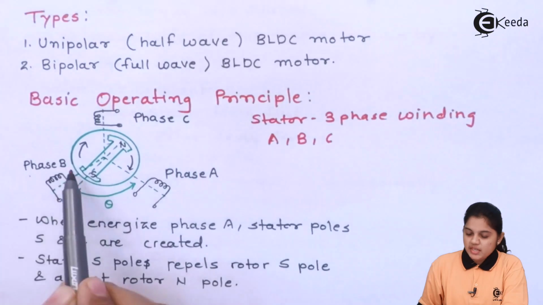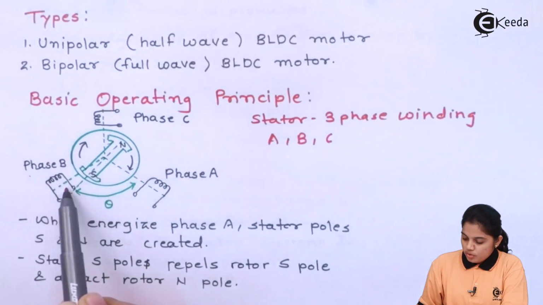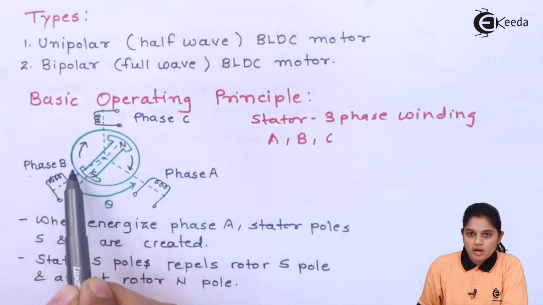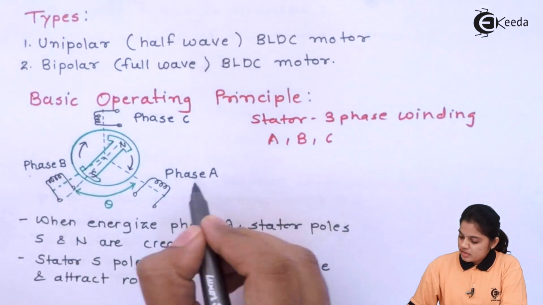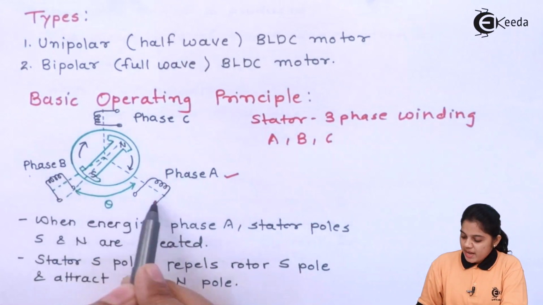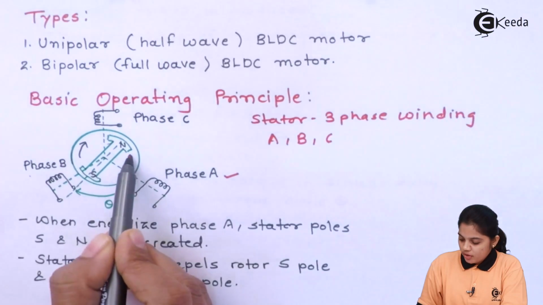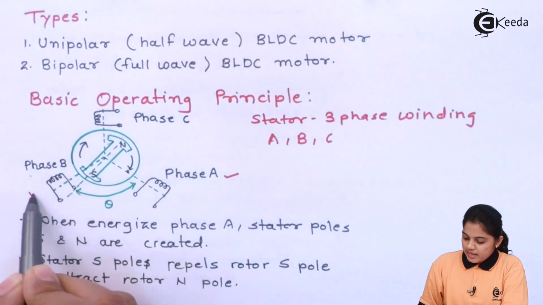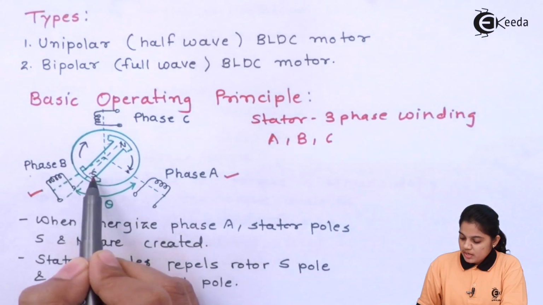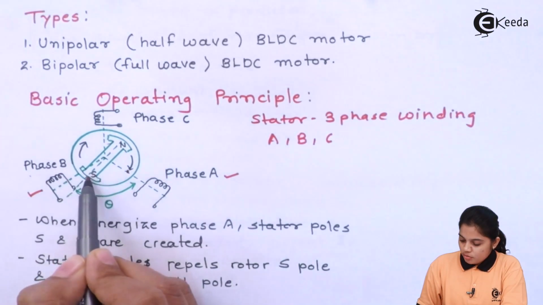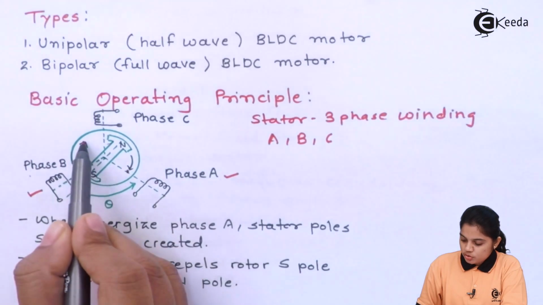Similarly, when phase B is energized, the S pole present over here, this stator pole, will repel this rotor pole away and attract the N pole. So first, phase A will be energized. A will throw away this S pole and try to attract this N pole, so the arrow is shown in this manner. Second, phase B will be energized. Phase B will try to repel this south pole and attract the N pole, so this arrow is shown.